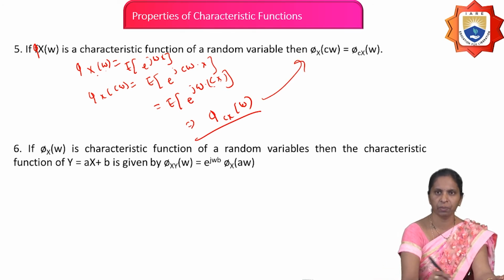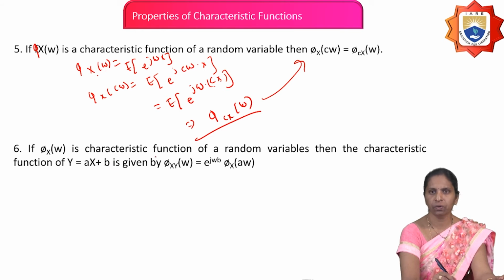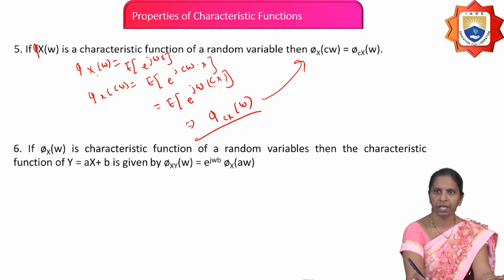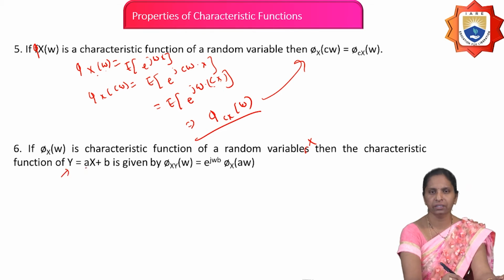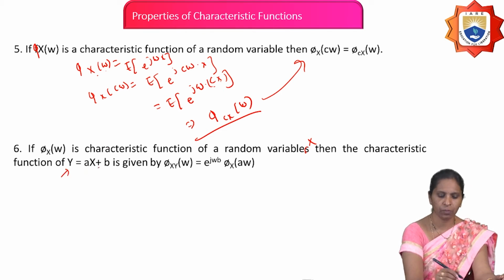And the next, sixth property states that if phi x of omega is the characteristic function of a random variable x, then the characteristic function of the random variable y, obtained by a monotonic transformation, so y equals what? y equals a x plus b, is given by phi y of omega equals what?